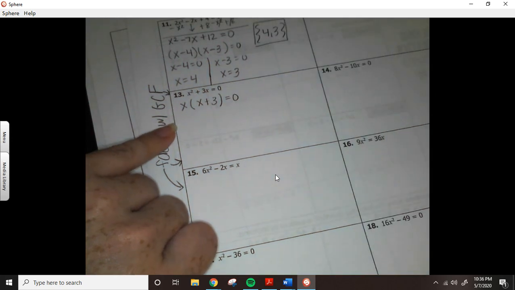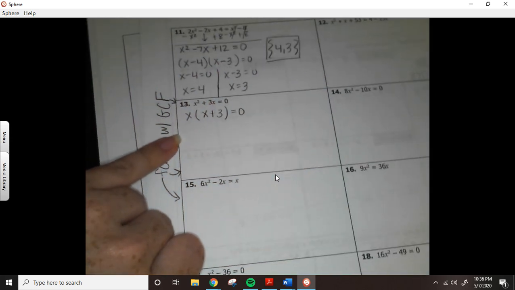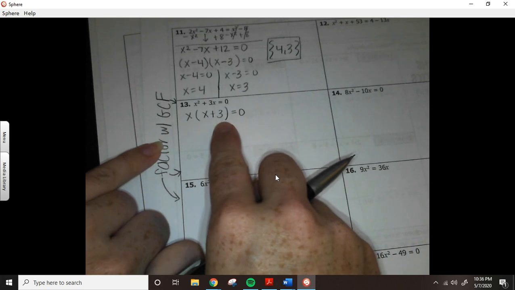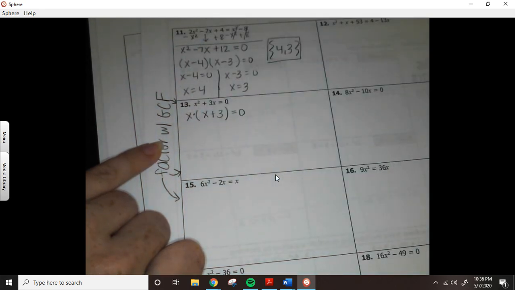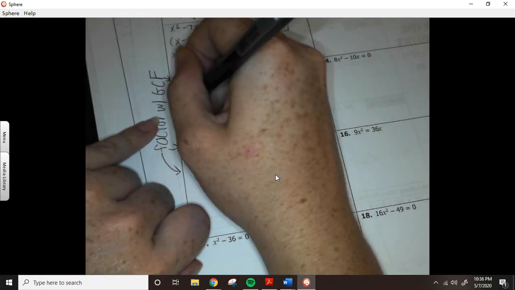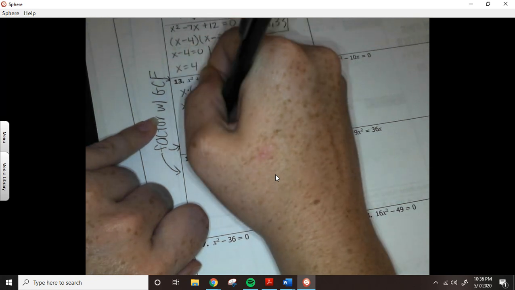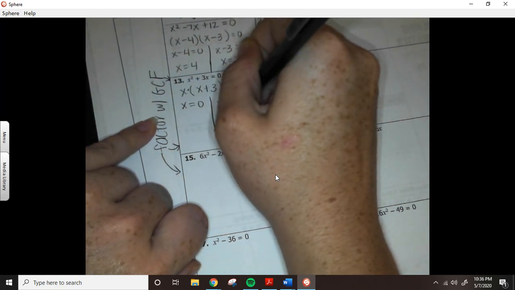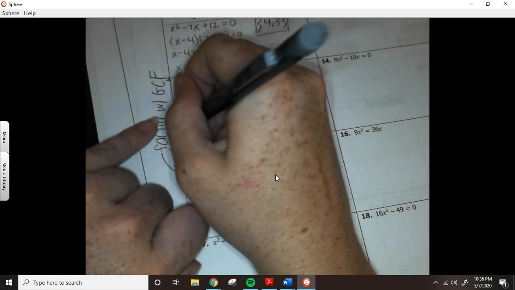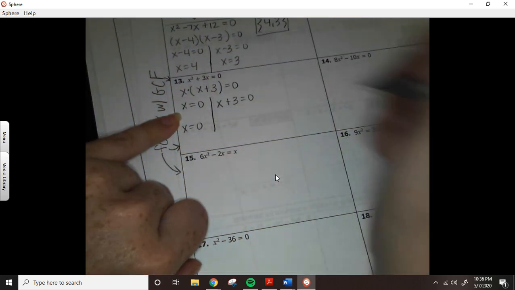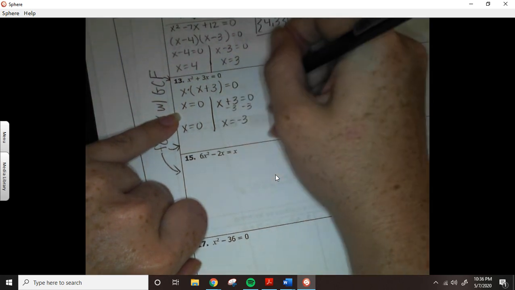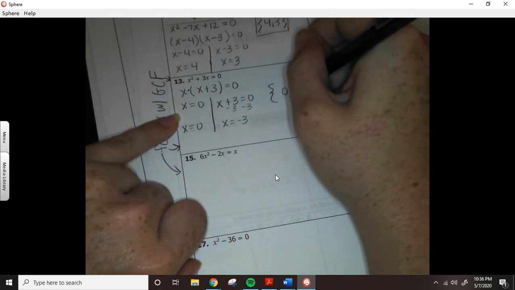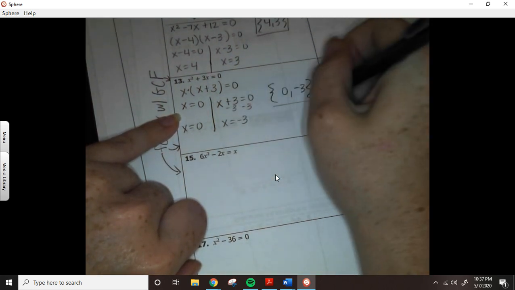What do we do now? Oh my God, same thing. You have 2 factors. You have an x and an x plus 3, just like you had x minus 4 times x minus 3. These are both 2 factors because why? They are multiplying together. So same way, you set each of them equal to 0 and solve. Well, this one is just x equals 0 because there's nothing to do. And this one you subtract 3, so x equals negative 3. Answer 0 and negative 3.